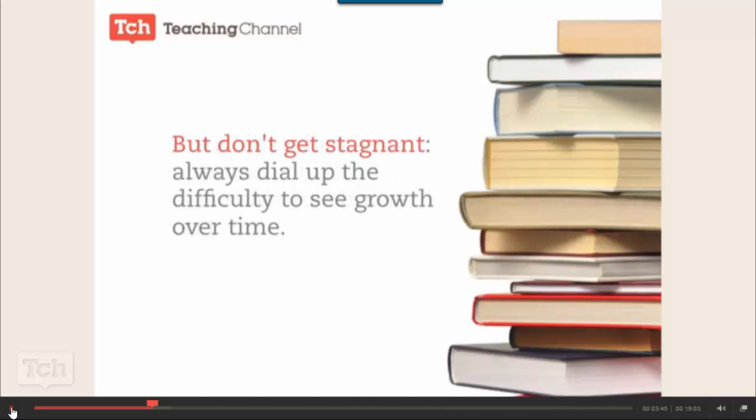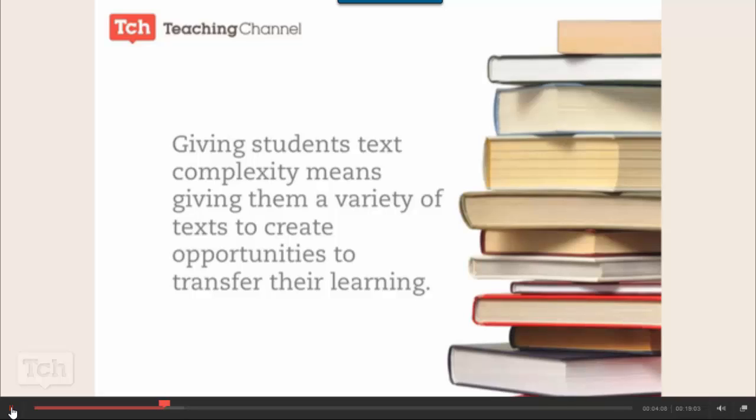But we want to make sure that as we're finding that just right kind of sweet spot for our students, that we're always dialing it up just a tiny bit so that over the course of a year or over the course of a semester or over the course of an experience, students will be able to constantly grow in that way. Not only do we need to make sure that we are putting just right text in front of our students, but when we think about text complexity, it's not just about the difficulty of the text, it's also about the kind of text.